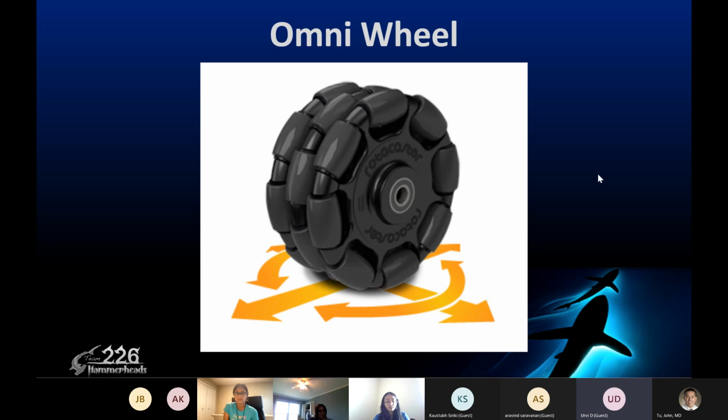Okay, so the Omni Wheel is the second type of wheel that's used on holonomic drivetrains, and the Omni Wheels are weaker than the tank wheels. They have rollers on their circumference, allowing them to move forward, backwards, left, and right without having to turn, but they cannot move diagonally like Mecanum wheels.